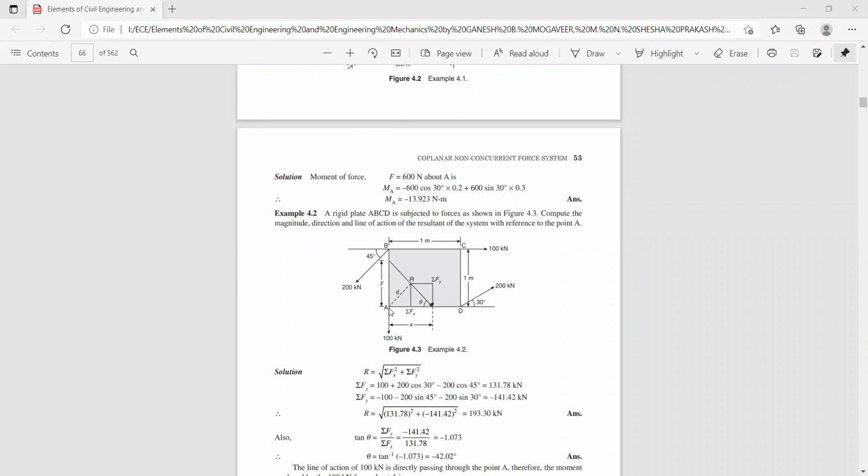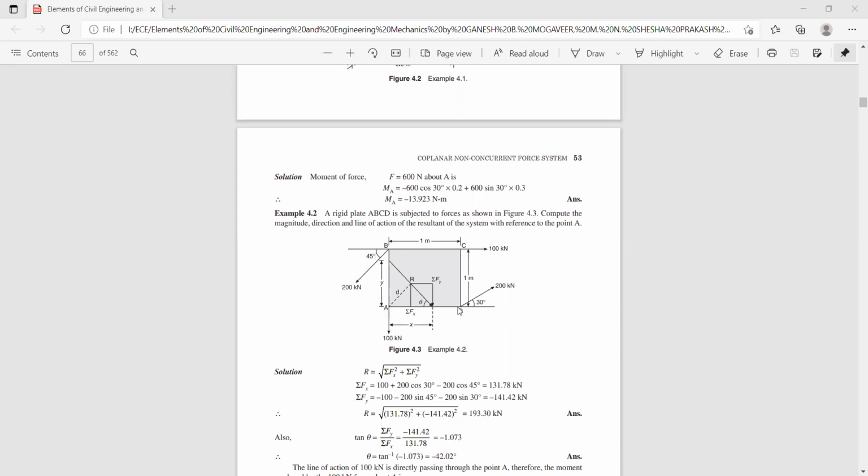So sigma MA, let us call it as, we are considering the moment of all the forces with respect to point A. So sigma MA is equal to minus 200 cos 45 into 1. And if you consider this force, it is acting right over here. It is plus 100 into 1.